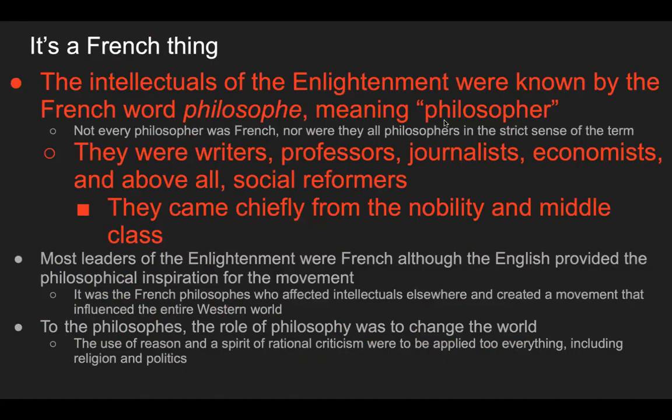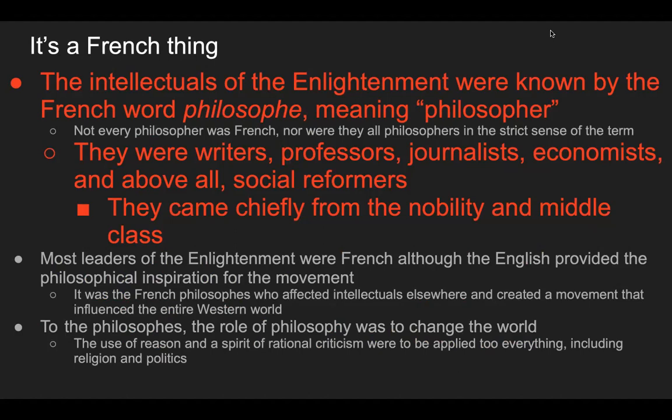All right, it's a French thing. Intellectuals in the Enlightenment were known by the French term philosophe, meaning philosopher. Not every philosophe was French, nor were all philosophes philosophers in the strict sense of the term. Many philosophes were writers, professors, journalists, economists, and above all, social reformers. They came chiefly from the nobility and middle classes.